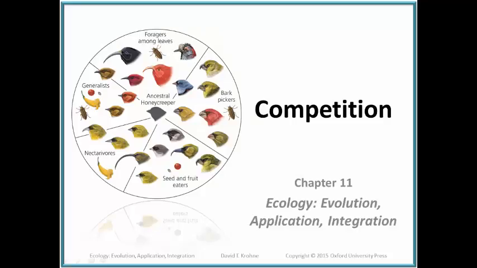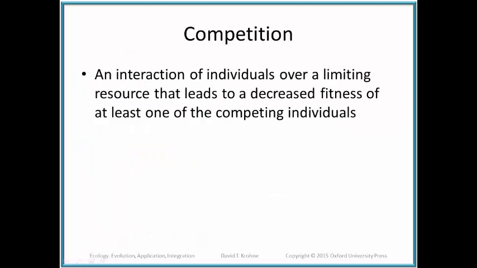Competition, Chapter 11. The best definition that I can come up with for competition is an interaction of individuals over a limiting resource that leads to a decreased fitness of at least one of the competing individuals. Keep in mind there's two things there. One, the resource is limiting. There's not enough to go around. And two, it's harmful to at least one or both of the competing species. So, interaction of individuals over a limiting resource that leads to a decrease in fitness of at least one of the competing individuals.